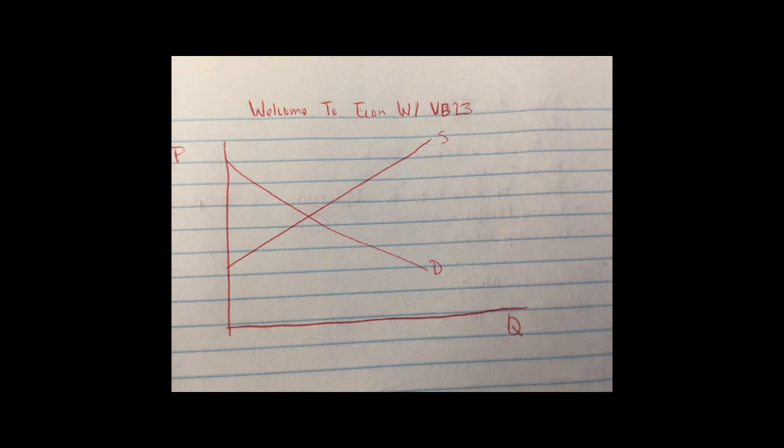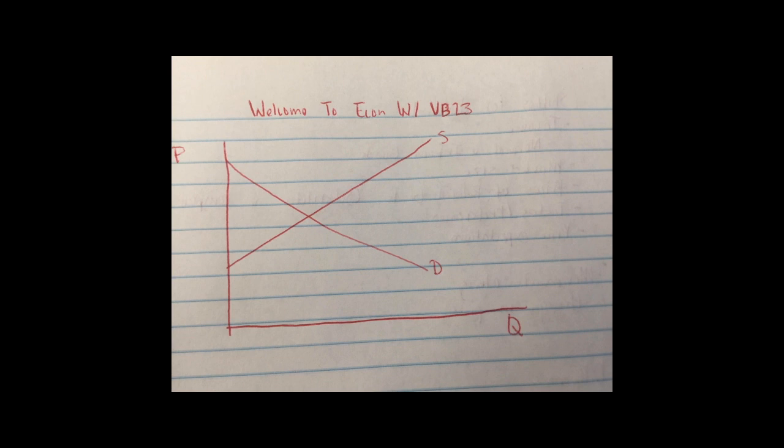So today we'll be discussing a very fundamental principle of economics, which is the supply and demand curve. What we see here is the supply and demand curve. The supply curve is upward sloping, while the demand curve is downward sloping. So what does this tell us about the relationship?